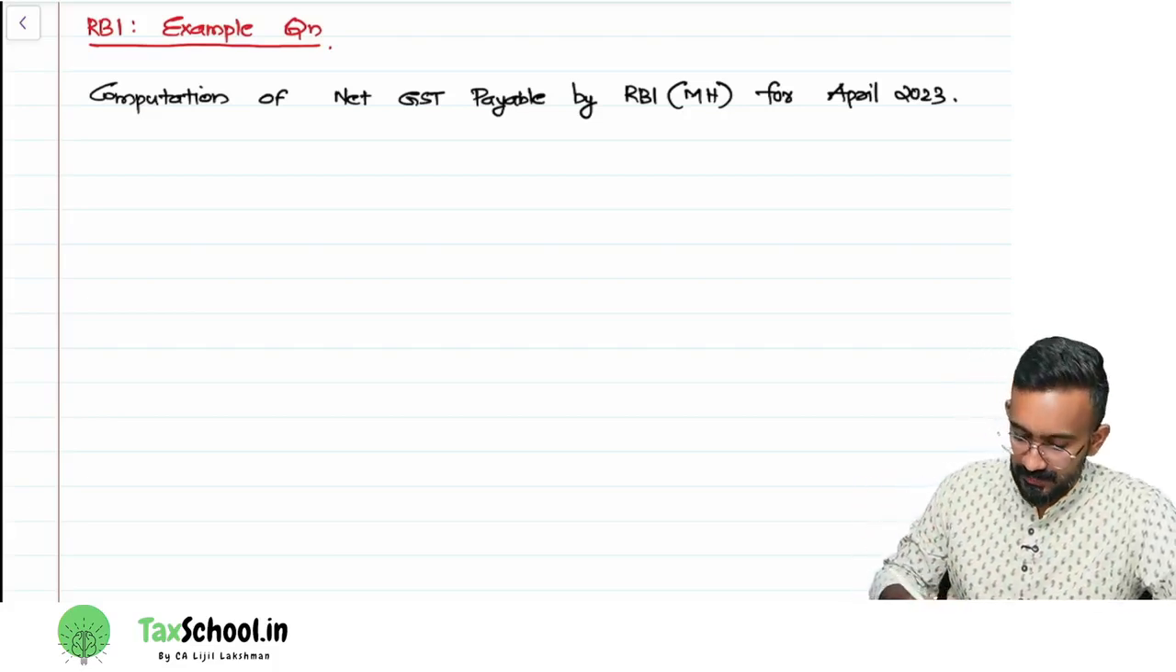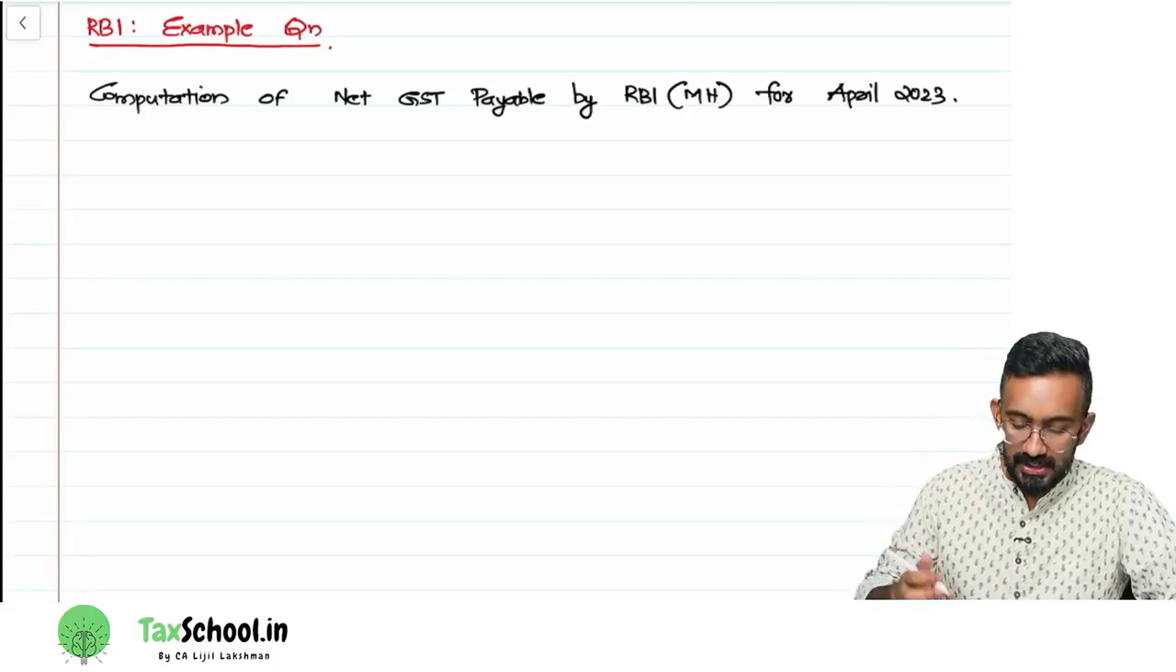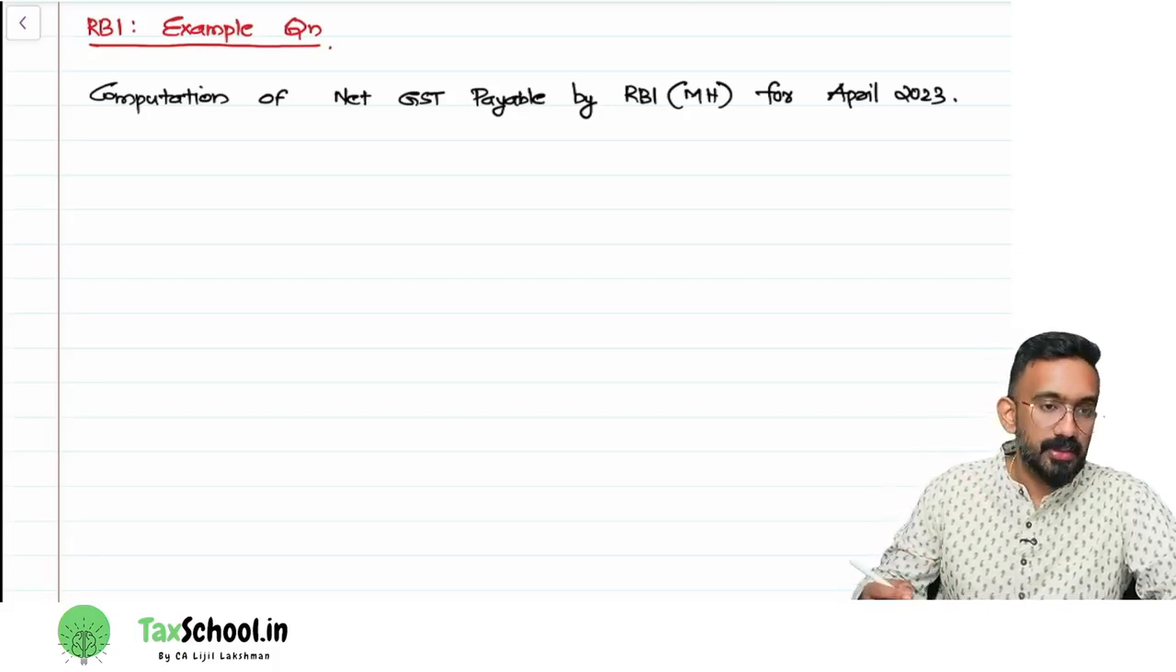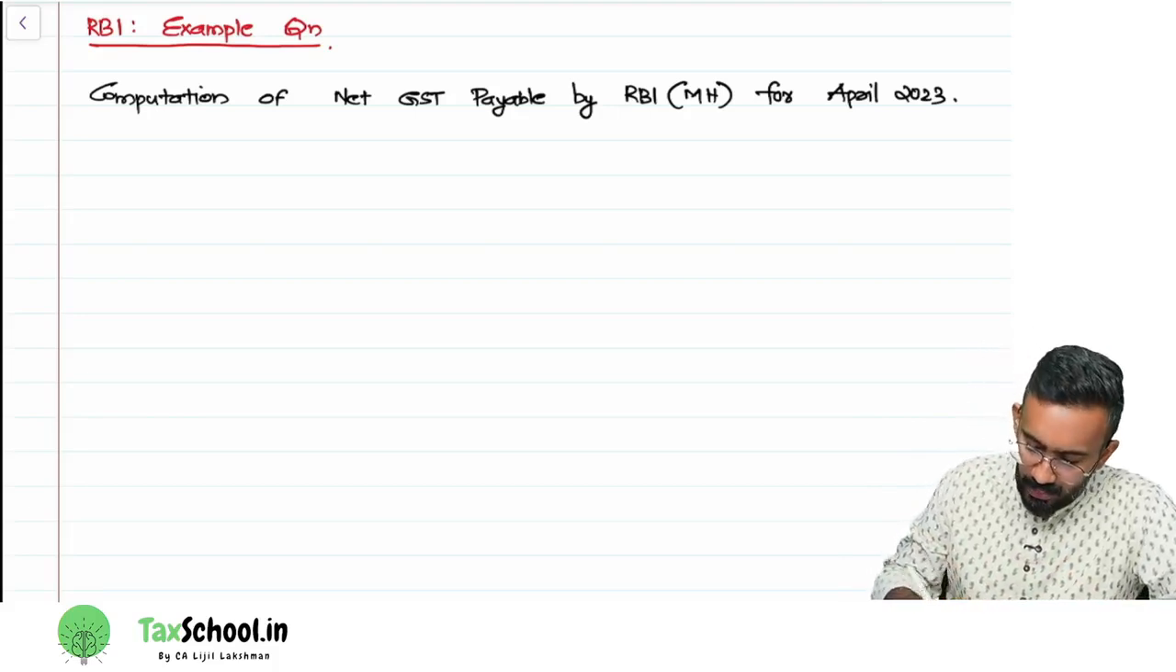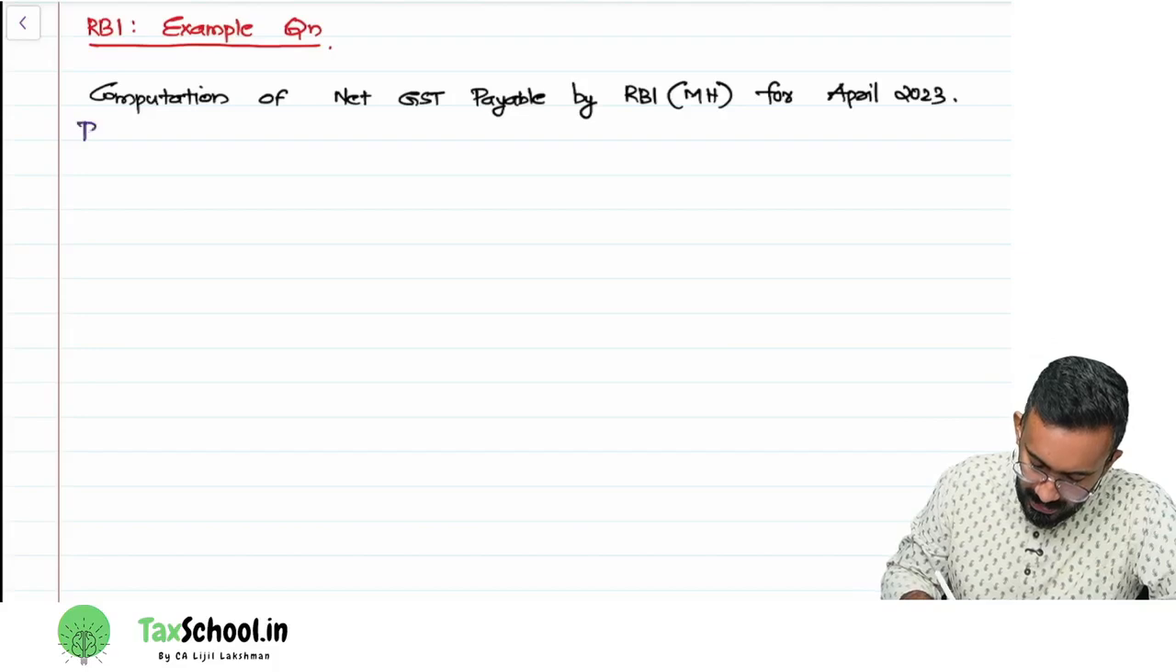Hope that answers. Now, to compute net GST, I would divide my computation into three parts. Every time you get a question, you should be careful about your column structure. My column structure should be that I should have a column for particulars.